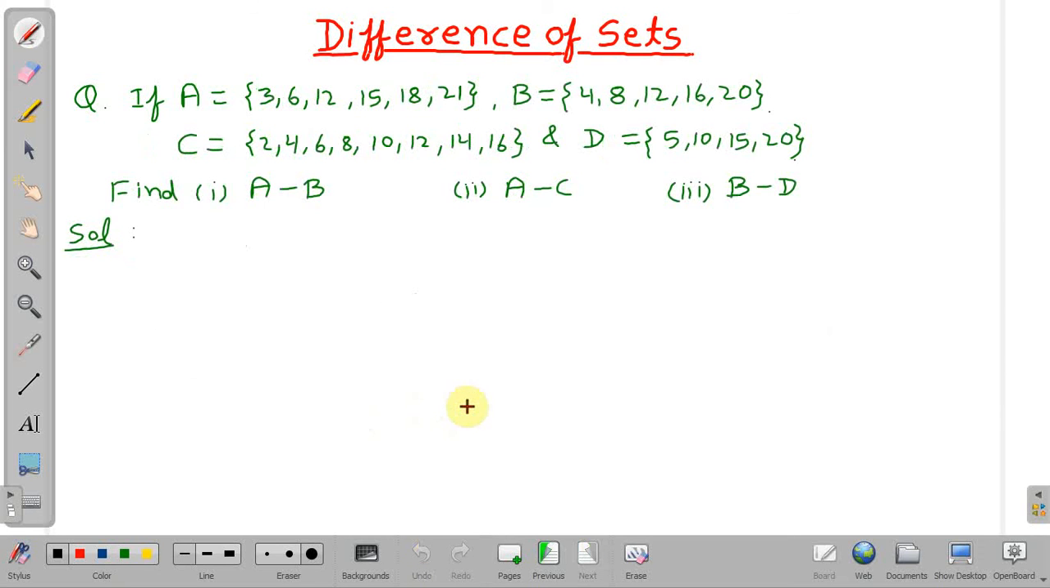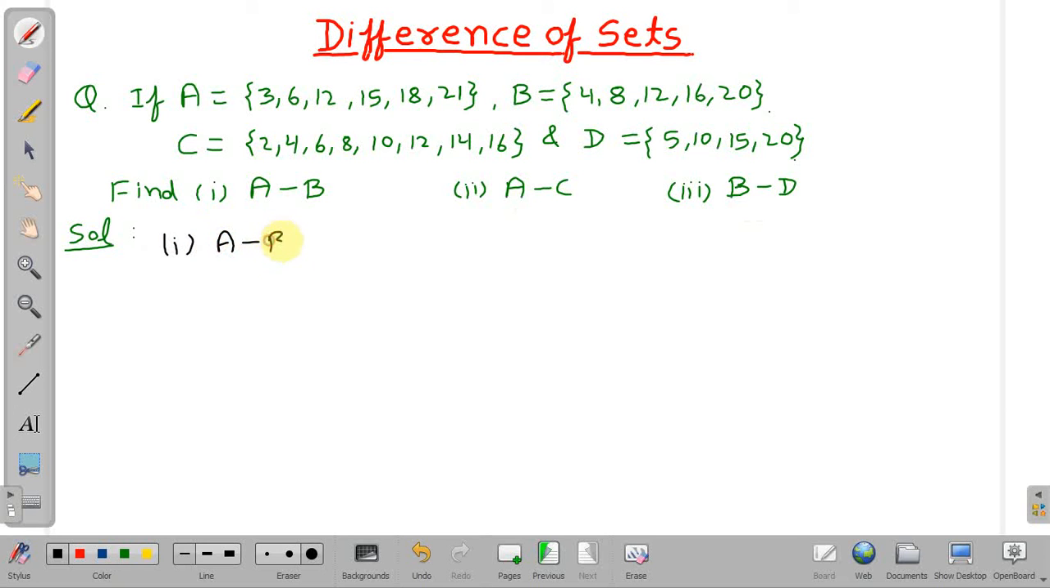We will discuss one more problem. See, in this problem, four sets are given A, B, C, and D, and we have to find A minus B, A minus C, and B minus D. So, how we can find that? So, for A minus B, we have to consider all those elements of A which do not contain elements of set B. So, one by one we will solve.